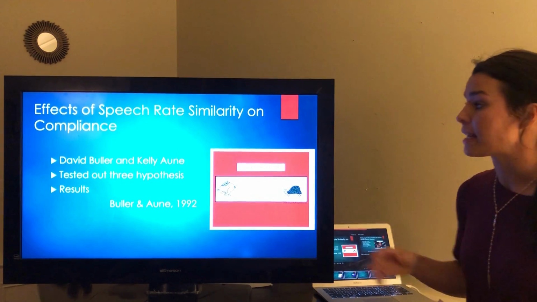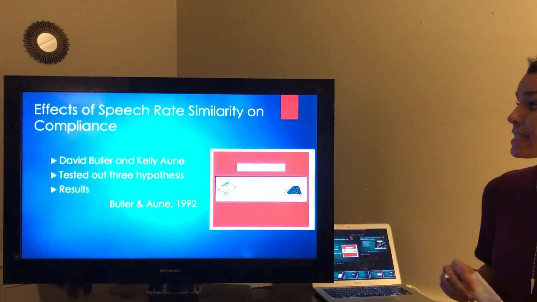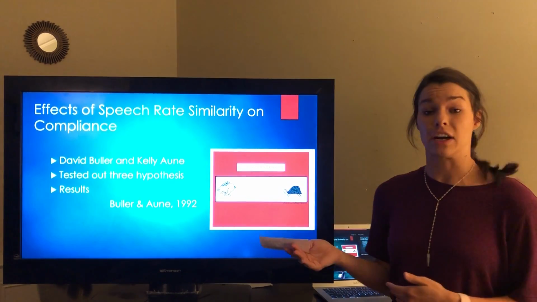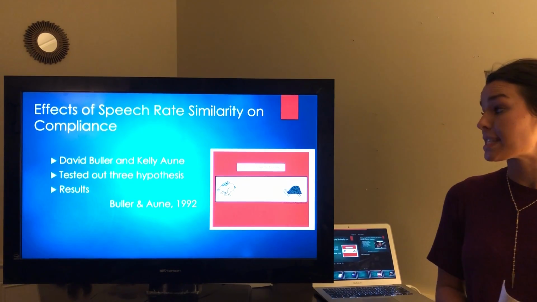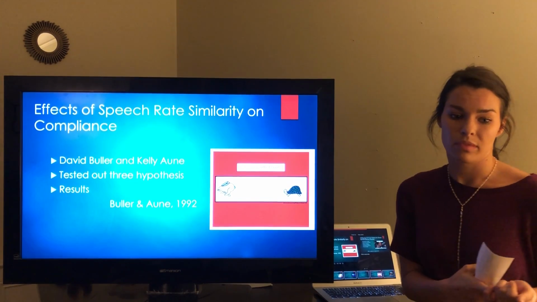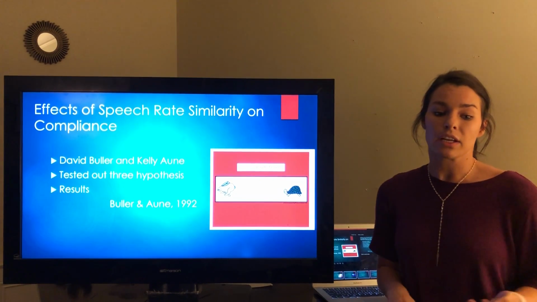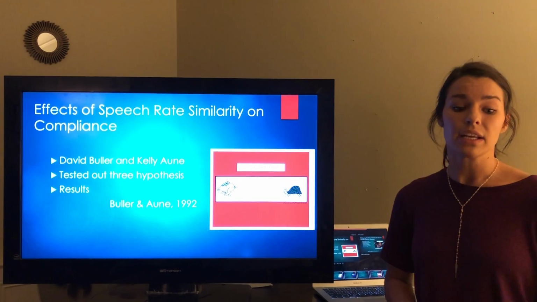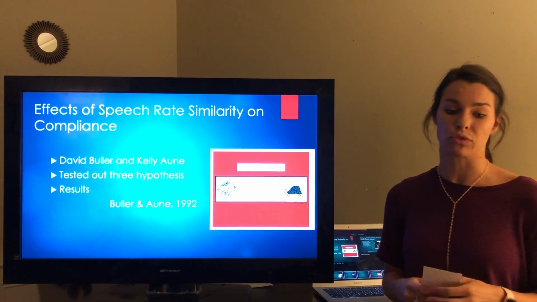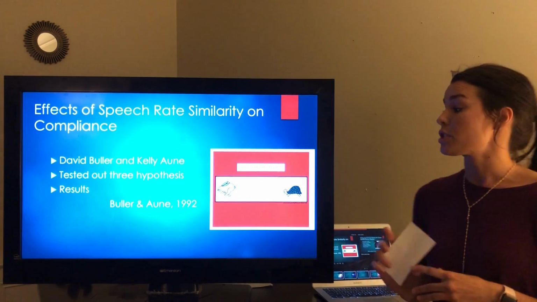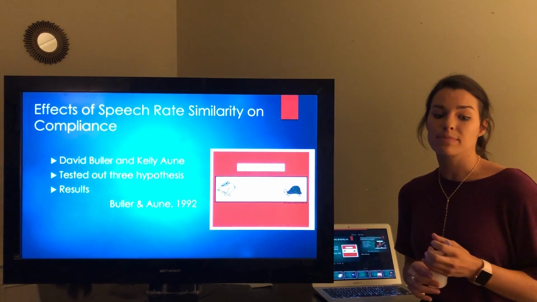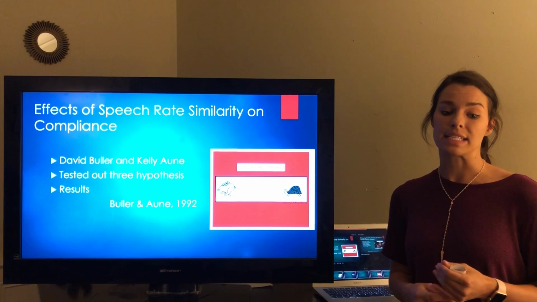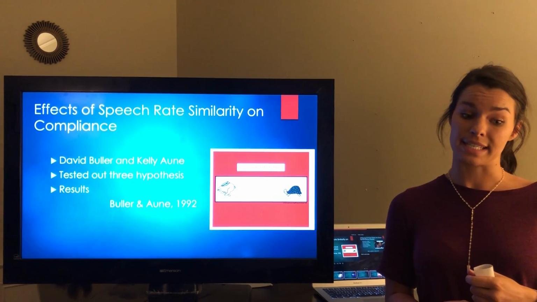Another study, done by David Buller and Kelly Aune, is on the effects of speech rate similarity on compliance. This research tested 3 different hypotheses. The first: good decoders prefer faster speech rates than poor decoders. The second: as the speaker's speech rate becomes similar to the listener's speech rate, interpretations of intimacy and immediacy increase.